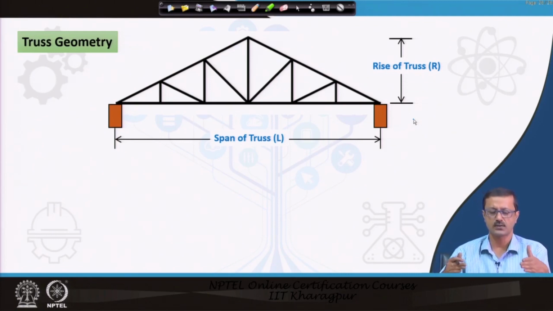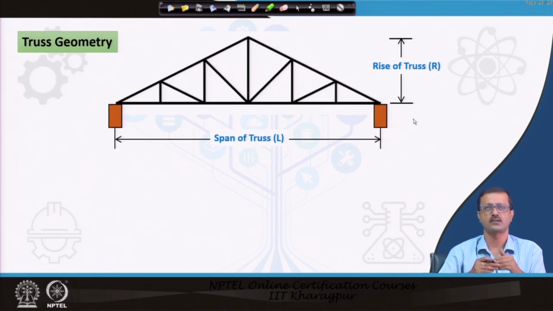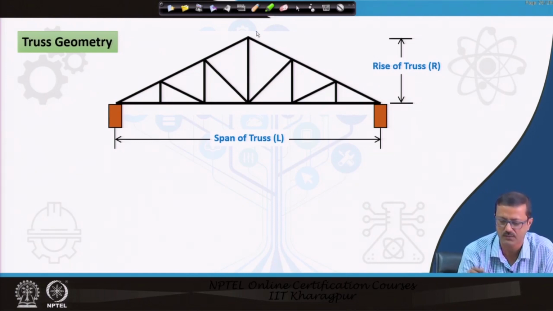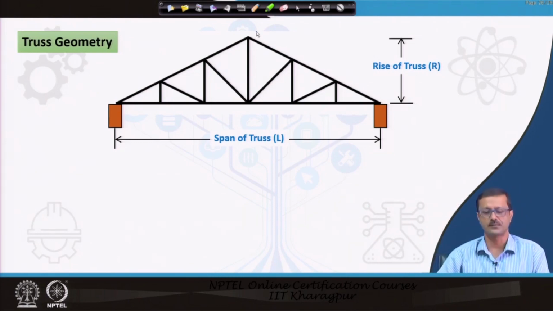So, we do not want to interact with some kind of more members. So, it requires a long span. The support to support distance is long, and the span has to be catered with the rise of the truss, which is the central, vertical-most point. The depth of the truss is called the rise. So, these two are the two elementary geometrical dimensions for a truss.